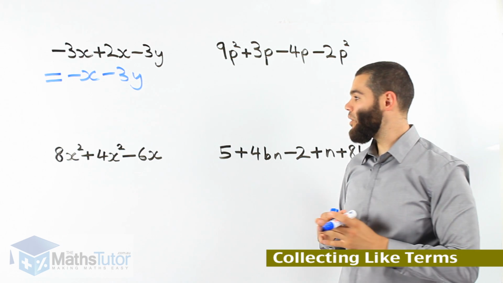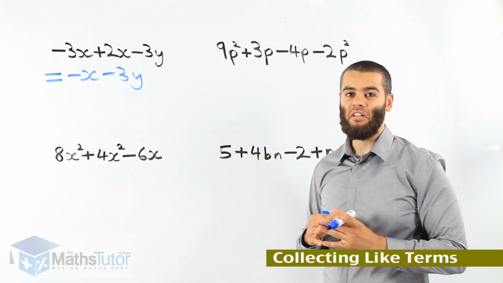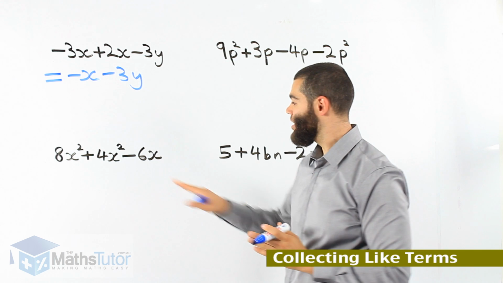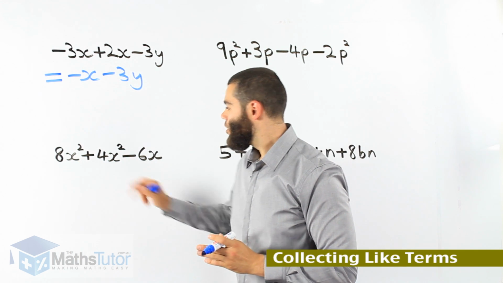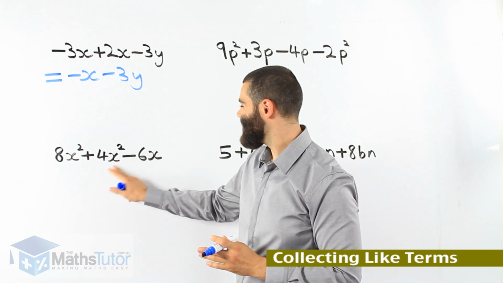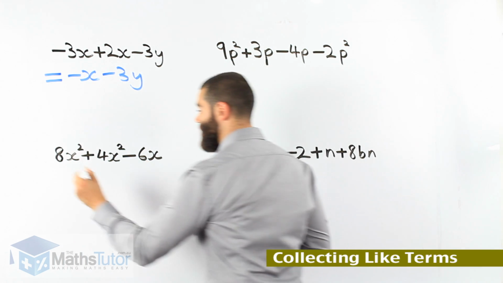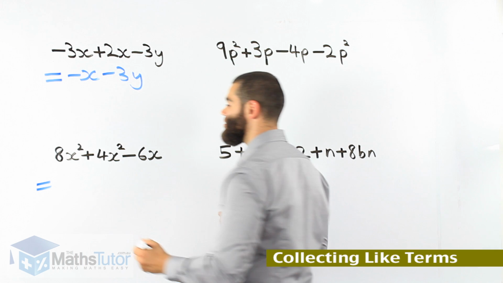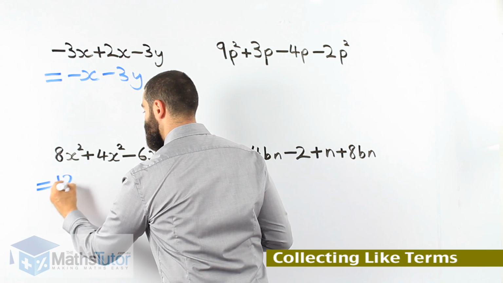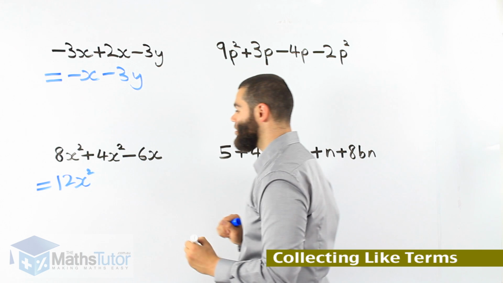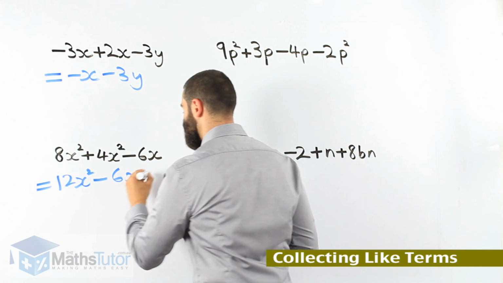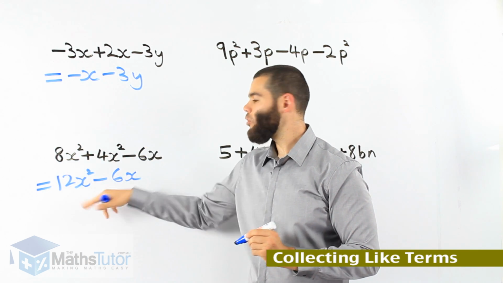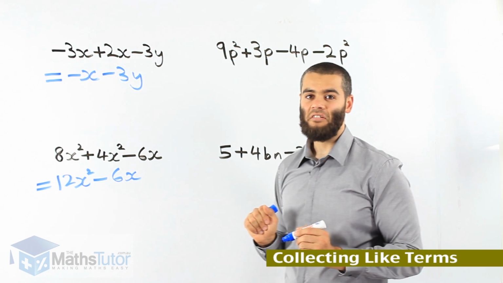Here we have 8x squared plus 4x squared minus 6x. Again, we need to identify the like terms. X squared and x squared are like terms. X is not a like term for those two, because that's an x squared, this is an x. Let's do it. 8 plus 4 is 12, so 12x squared minus 6x, since the 6x is not a like term to these ones.